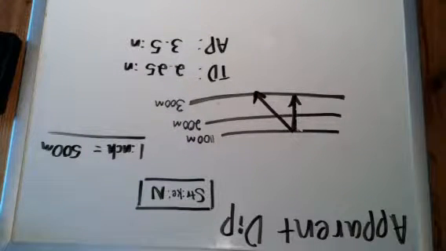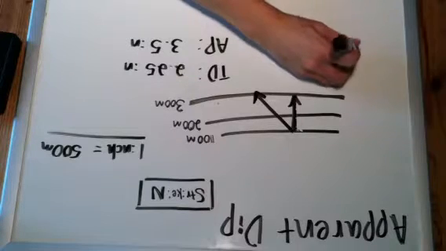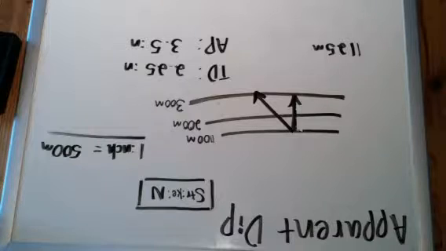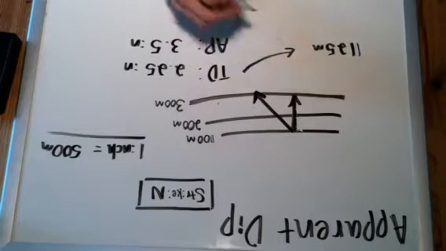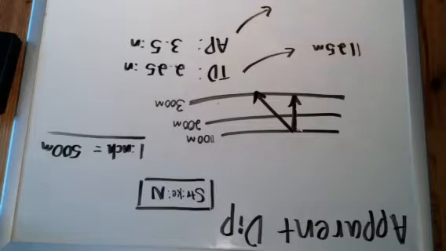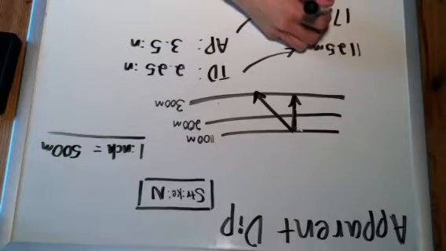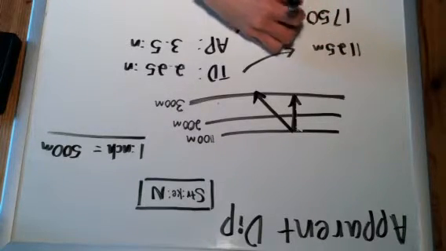Okay, so we know that the true dip travels 2.25 inches, which is, let's see, 500 times 2.25, a quarter of 500 is 125, so 1,125 meters horizontally, and the apparent dip, excuse me, is 3.5 inches, which is 1,750 meters horizontally.